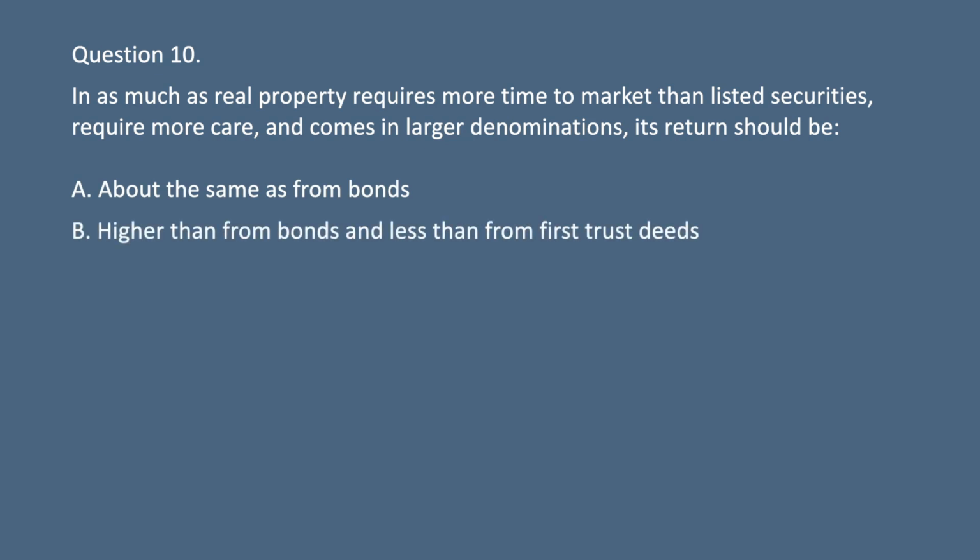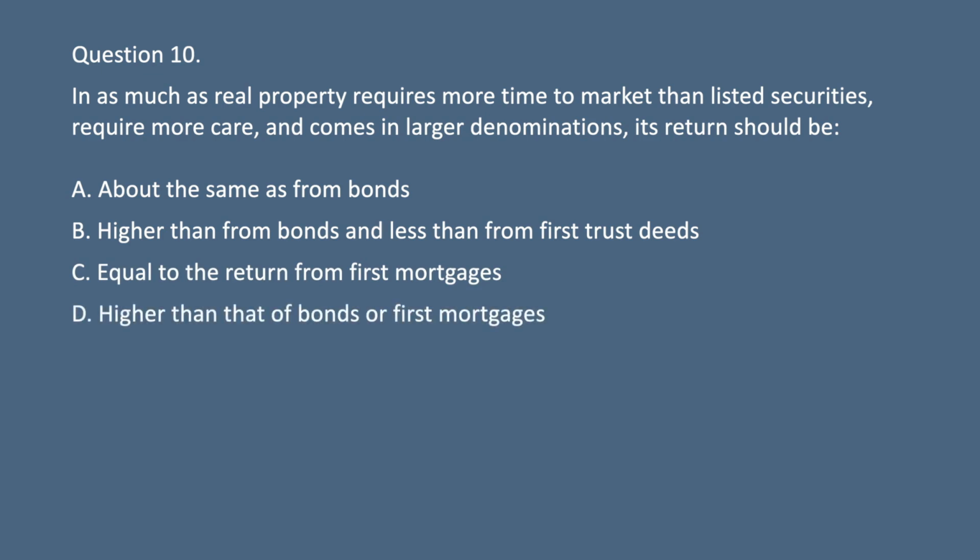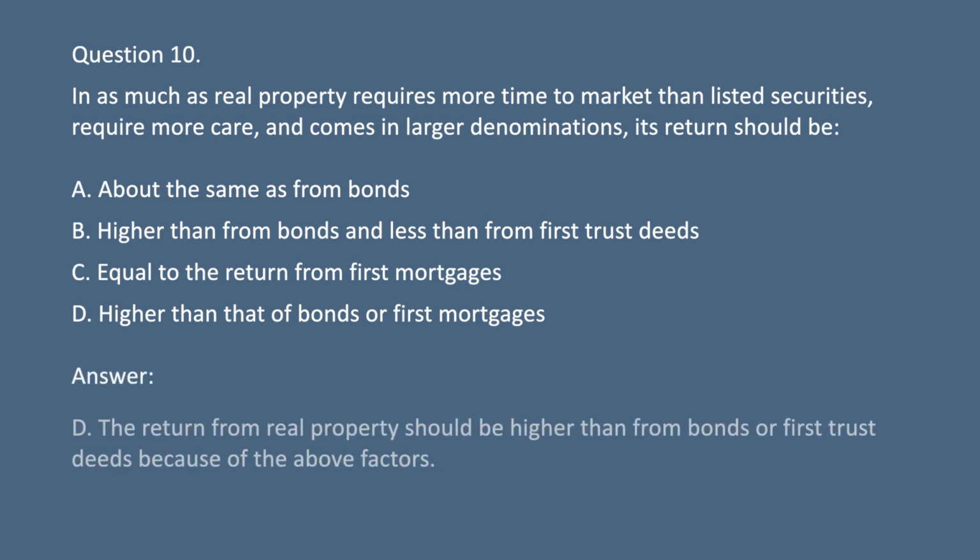B. Higher than from bonds and less than from first trust deeds. C. Equal to the return from first mortgages. D. Higher than that of bonds or first mortgages. Answer. D. The return from real property should be higher than from bonds or first trust deeds because of the above factors.